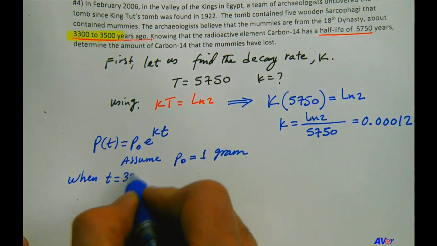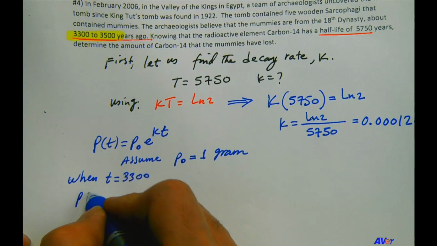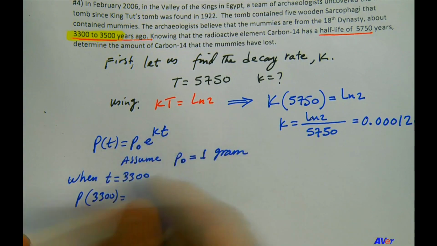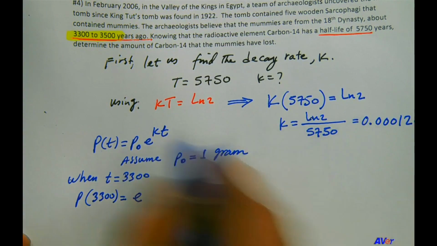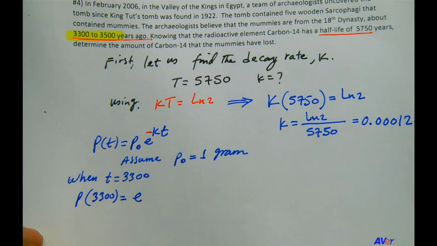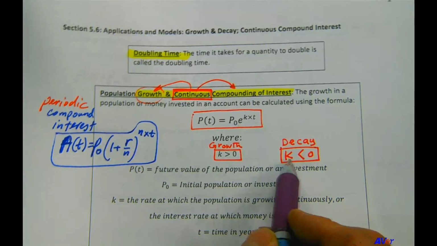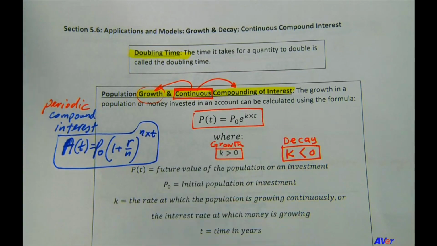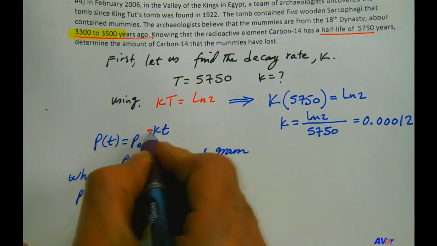So when T is equal to 3,300, then what do we get? P naught is 1 gram, so it's just 1, it drops out. And then E is E. K we just found out, but this will be minus K. This is what I was saying earlier, that my worksheet was missing that piece. K is less than 0, a negative number, when we're talking about decay, but it's greater than 0 when we're talking about growth. I should have made that clear on the front page. So here, that should be minus KT.